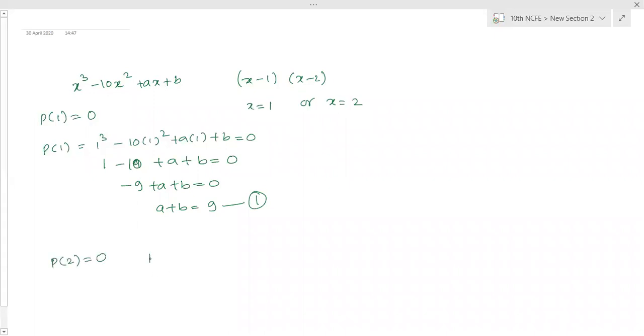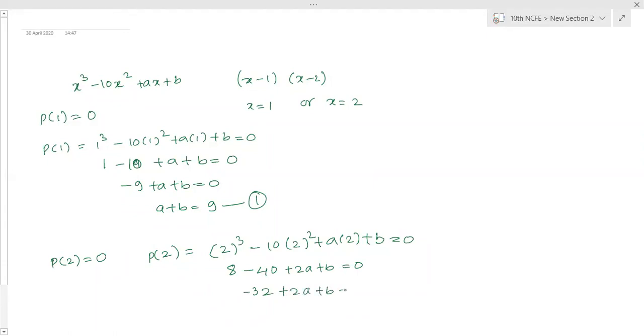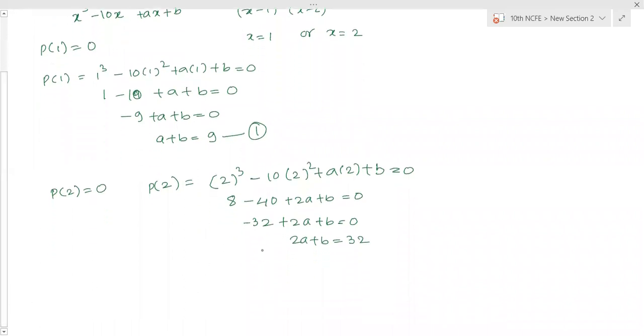p of 2 is also 0. So what is p of 2? 2 cube minus 10 into 2 square plus a into 2 plus b is equal to 0. So this is 8 minus 40 plus 2a plus b is equal to 0. Minus 32 plus 2a plus b is equal to 0. So 2a plus b is equal to 32. This you got. So find the value of b from this equation.